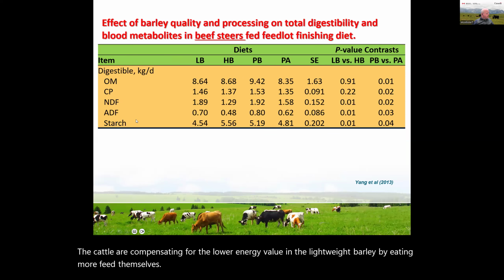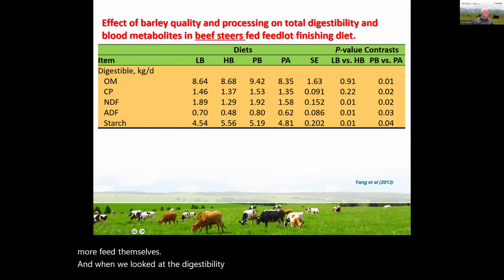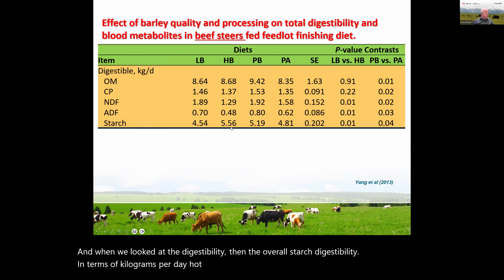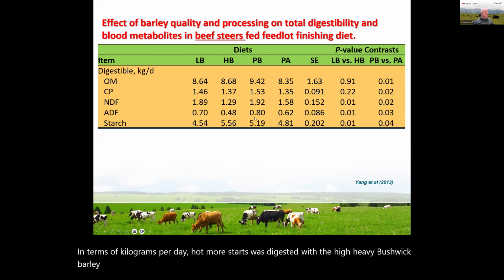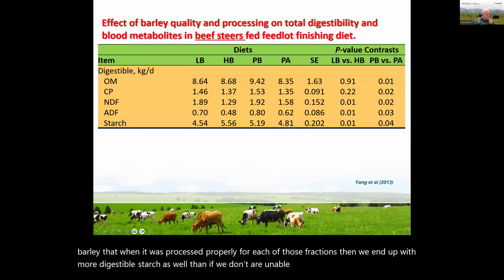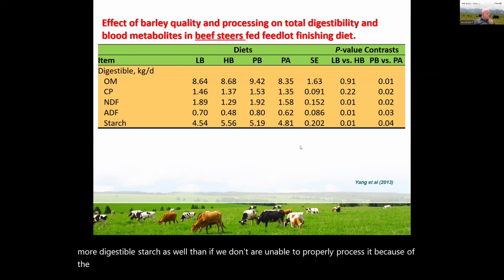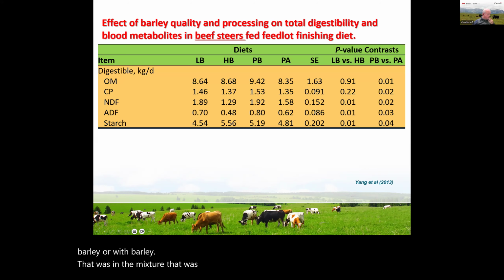And when we looked at the digestibility, then the overall starch digestibility in terms of kilograms per day, more starch was digested with the heavy bushel weight barley. When it was processed properly for each of those fractions, then we end up with more digestible starch as well than if we are unable to properly process it because of the mixture. So again, reflecting increased energy availability with the high bushel weight barley or with barley that was in the mixture that was processed to the specific levels.